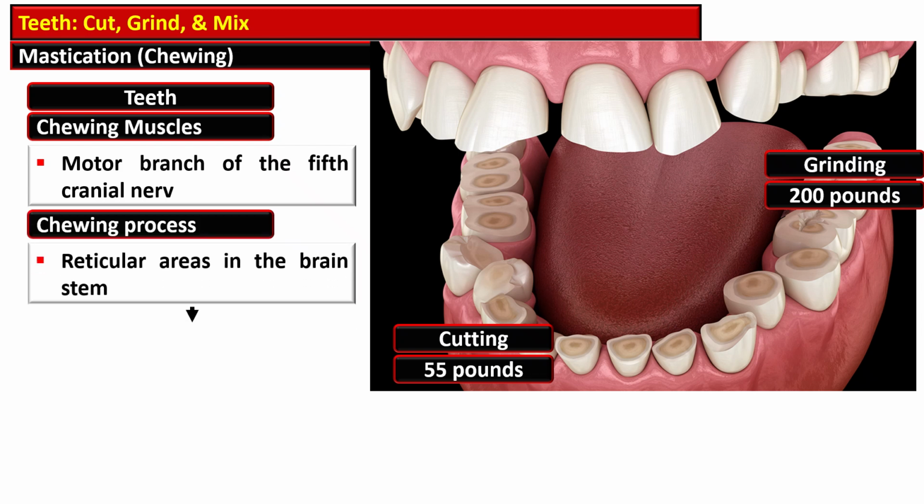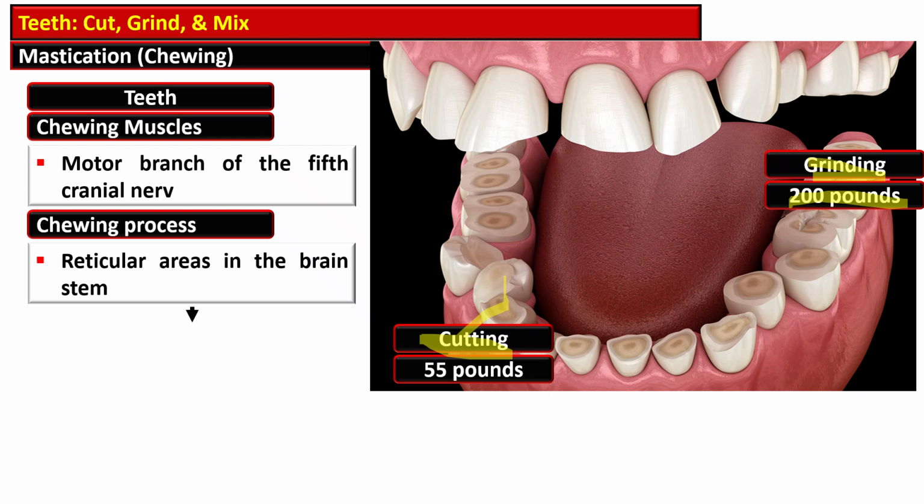As for tooth functions, the anterior teeth are responsible for the cutting action, while the posterior teeth, the molar teeth, are responsible for the grinding action. The incisors, or frontal or anterior teeth, exert about 55 pounds of force on the food, while the posterior ones, or molars, exert about 200 pounds of force on the food.